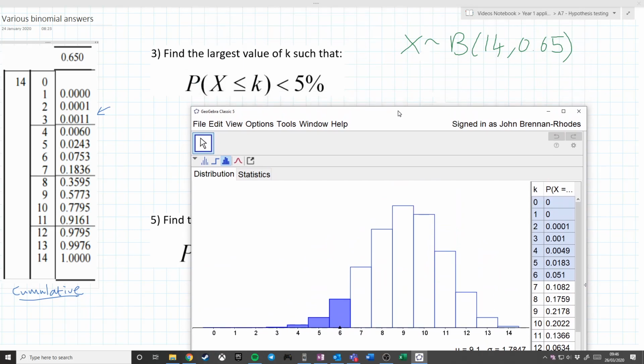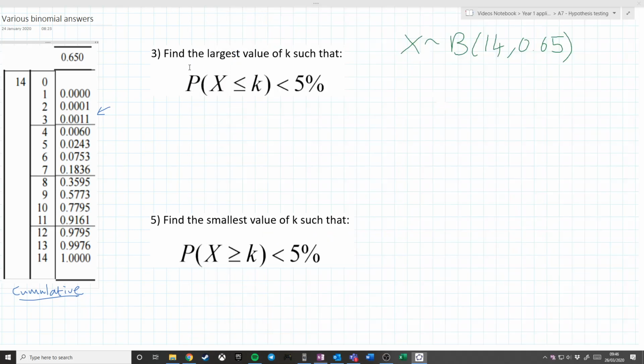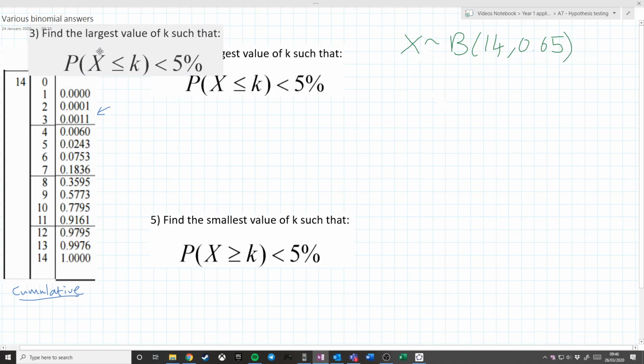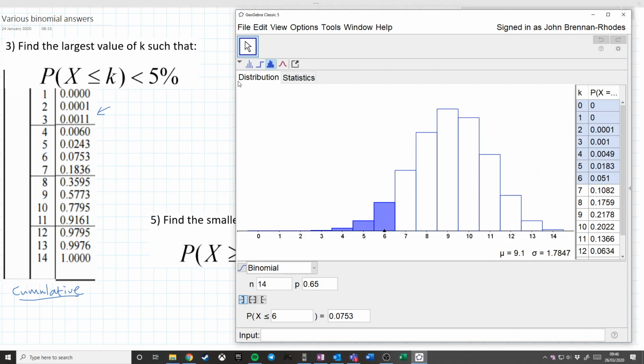So what I'm interested in is the probability of x, and I'm going to move this over here briefly so you can see it. Probability of x being less than or equal to k is less than 5%, and I want to find k. So k is the value along the bottom, because I'm going to say the probability of less than or equal to something is less than 5%.